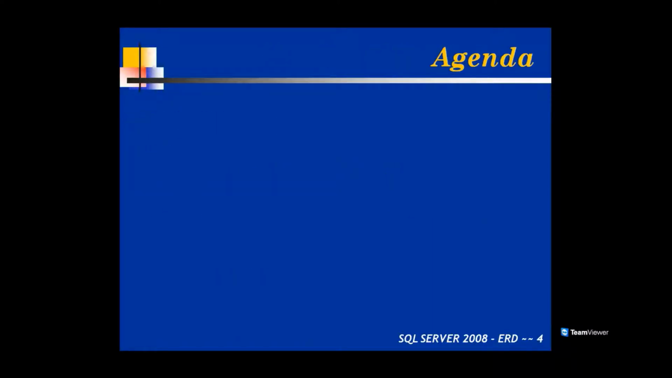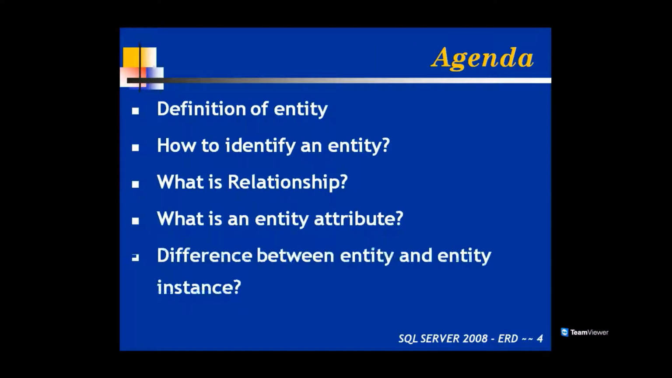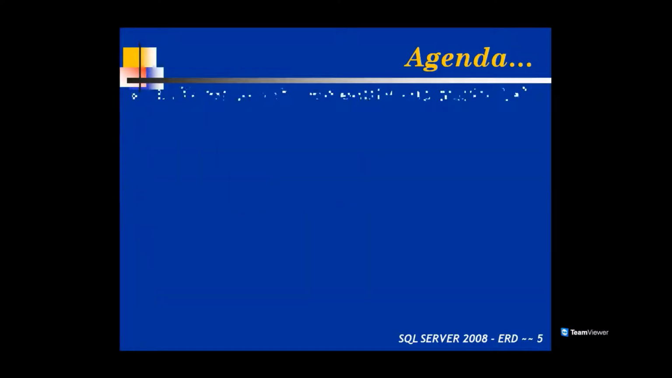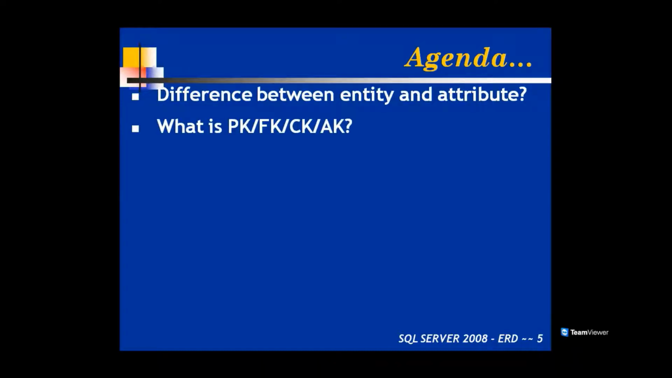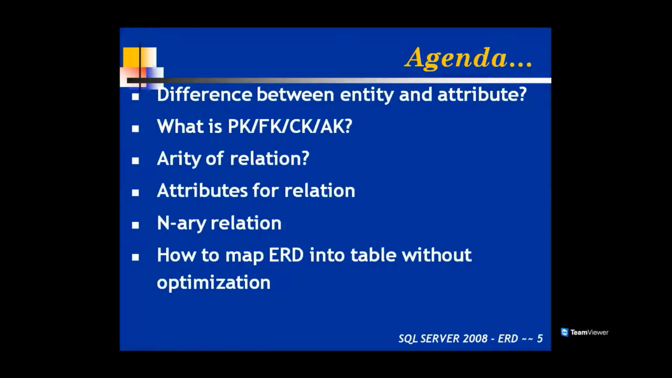DFD and ERD already. So let us understand the agenda for today's session. Definition of an entity and how to identify an entity. What is a relationship? What is an entity attribute? Difference between entity and entity instance, and difference between entity and attribute. What are the primary key, foreign key, candidate key, alternate key, and arity. All these are a few agenda points which are going to be discussed in this session.